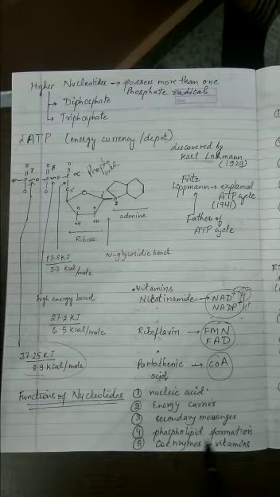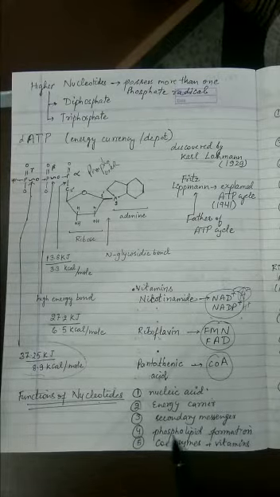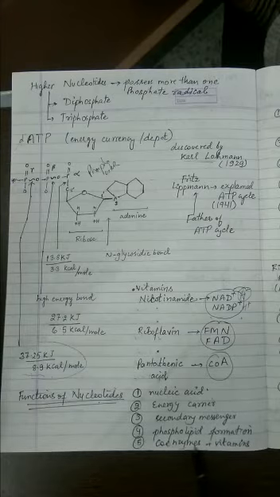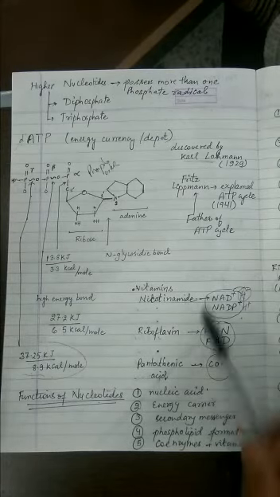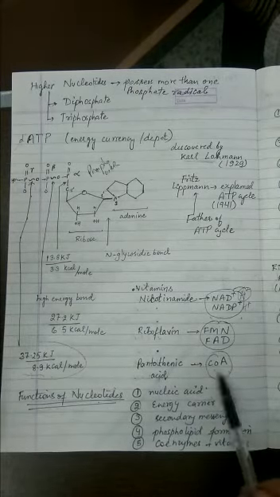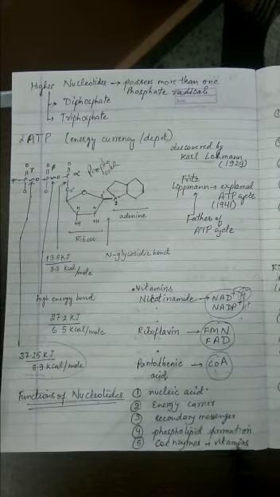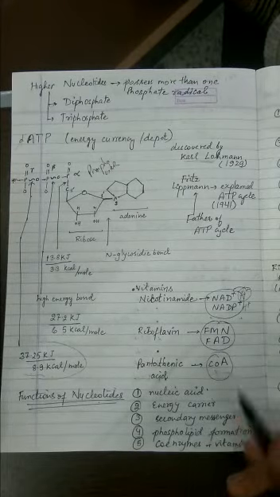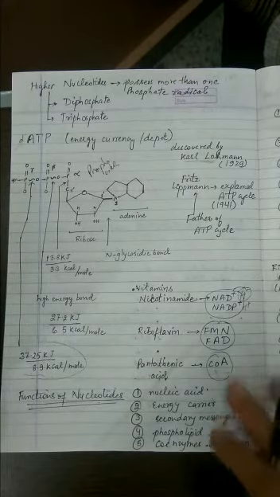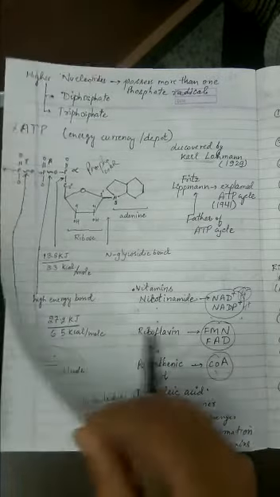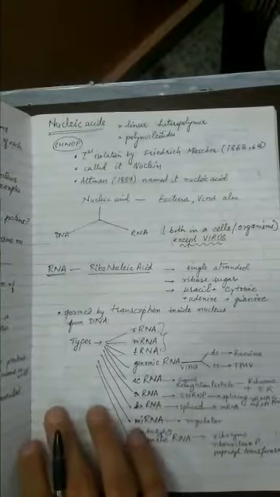Then next is phospholipid formation. Even phospholipid formation requires nucleotides, and coenzymes and vitamins also require nucleotides. So nucleotides play an important role in the formation of many various things. Now starts your topic of nucleic acid.